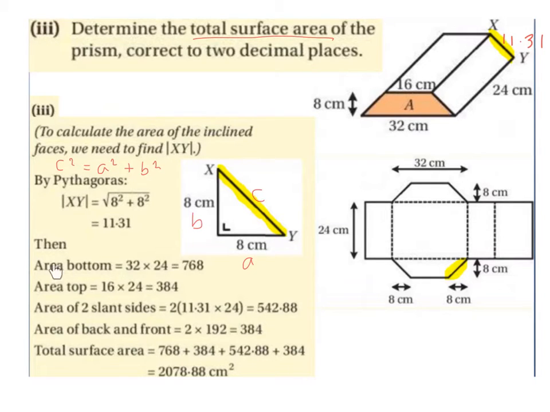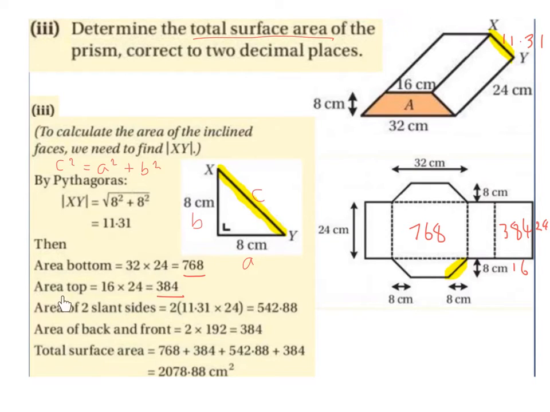Then the area of the bottom is going to be 32 times 24, which will give us 768. The area of the top will be 16 times 24, which will be 384.